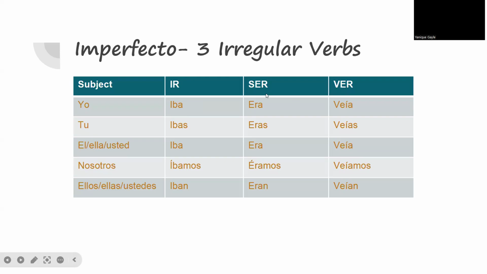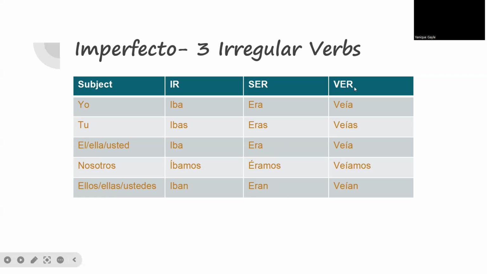Then we have the verb ser, which means to be. Yo era, I used to be. Tú eras, you used to be. Él, ella, usted era is he, she, it used to be. Nosotros éramos, we used to be. Ellos, ellas, ustedes eran. They used to be.